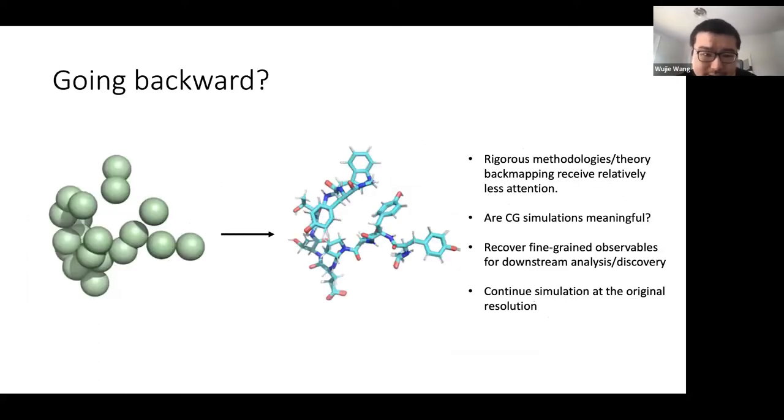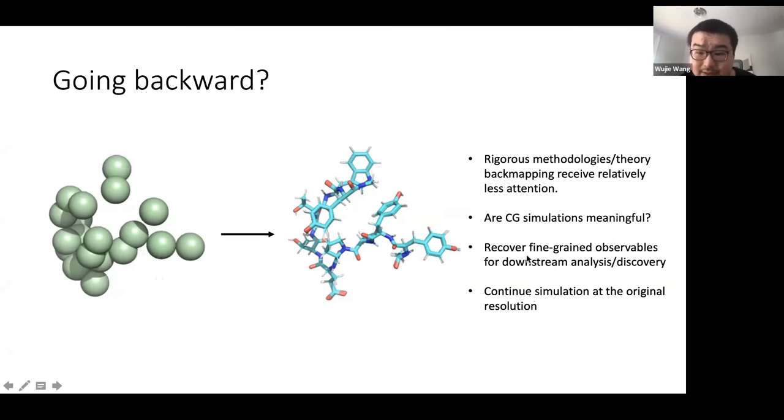However, in this work, we are concerned with the reverse task: given a coarse representation, how much information can you recover? So that's the basic idea. Compared to the forward coarse-graining problem, the rigorous methodologies and theory of backmapping have received relatively less attention. And the natural question you ask is why we want to try to recover the atomistic information from coarse-grained information.